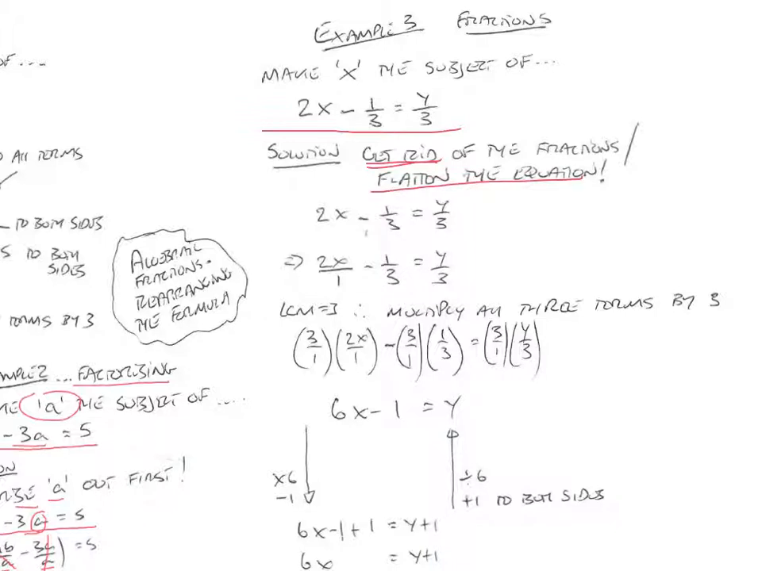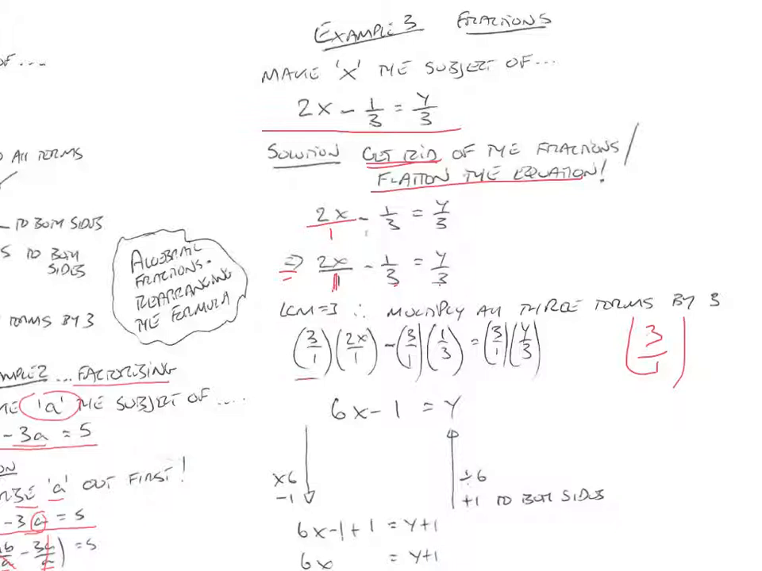So 2x minus the third equals y over 3 can be rewritten by just putting a 1 under the 2x just to balance up the equation. So if 2x over 1 minus 1/3 equals y over 3, it's just easier to work with the equations this way. Then we look to see the lowest common multiple of the three terms of 1, 3 and 3, and that is 3. So we'll multiply all terms by 3, or indeed 3 over 1.